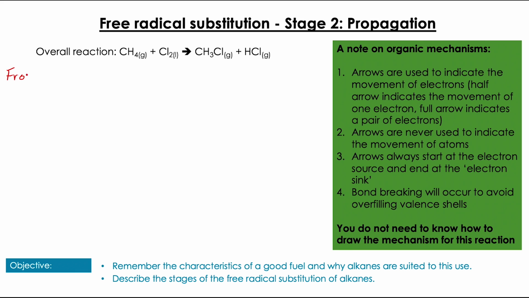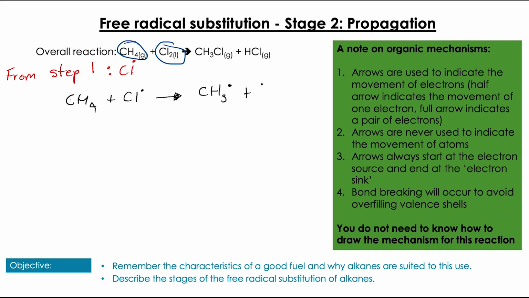But what about propagation? Well, in the propagation step, there are more possibilities for reactions. So from step 1, we now have some Cl radicals present, but we also have the reactants of the reaction. So let's give an example of a propagation step. Here we can take that CH4, and that will react with the Cl radical, forming CH3 radical and HCl. So you'll see on the left-hand side, we have one radical, and on the right-hand side, we have one radical, hence propagation, the continuation.